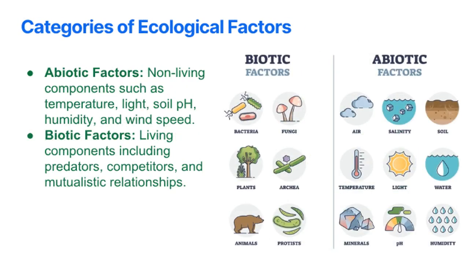Abiotic factors are physical and chemical components of the environment. They include temperature, light, soil pH, humidity, and wind speed. Biotic factors, on the other hand, involve living organisms and their interactions, such as predation, competition, and mutualism.